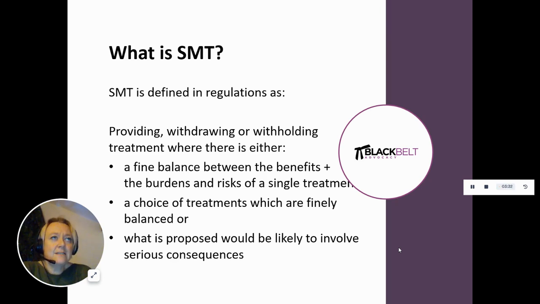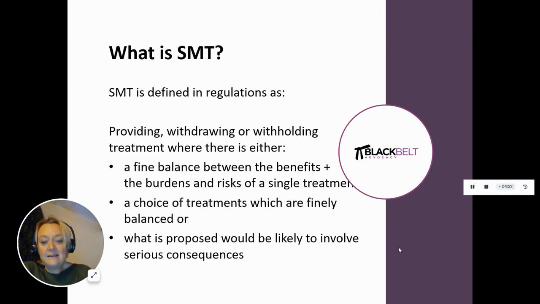So let's imagine that the treatment being proposed is some dentist work, and the proposed treatment would be a removal of a tooth. Then the single treatment is the removal of the tooth. If there's a fine balance between the benefits and the burdens of having that intervention, then that makes it serious medical treatment. The second one is if there is a choice of treatments, and the choice might be finely balanced. So to give you an example, let's say the person has a diagnosis of cancer, and there may be an option to treat with chemotherapy, or an option to do surgery, and there might be a third option of a combination of both. And the choice between which one of those three is finely balanced. So that would make it serious medical treatment.